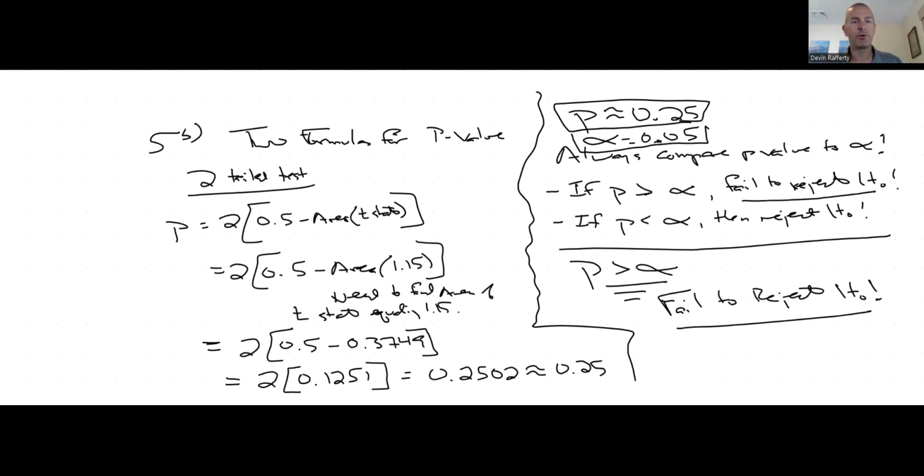I mentioned there's two formulas for a p-value. If you have a two-tailed test, then this is your formula.